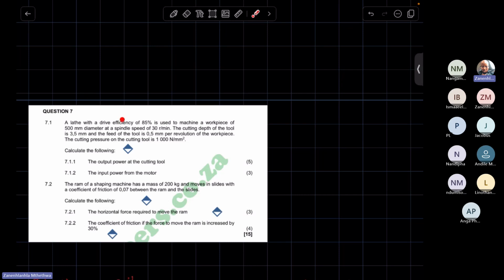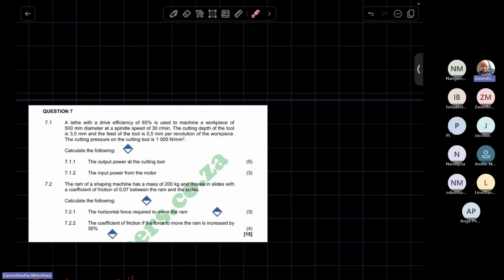The lathe with a drive efficiency of 85% is used to machine a workpiece of 500 millimeters in diameter at a spindle speed of 30 revs per minute. The cutting depth is 3.5. The feed of the tool is 0.5 per revolution of the workpiece. The cutting pressure on the cutting tool is 1,000 newtons per millimeter squared. What are they looking for? The output power of the cutting tool.